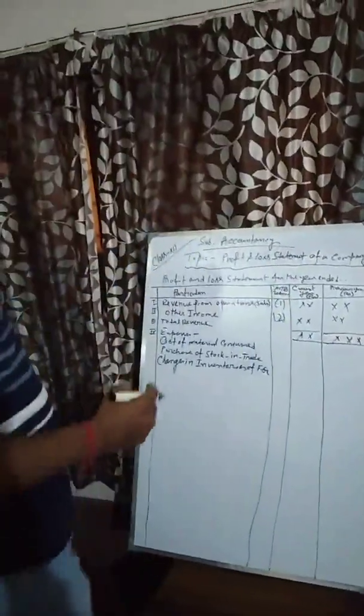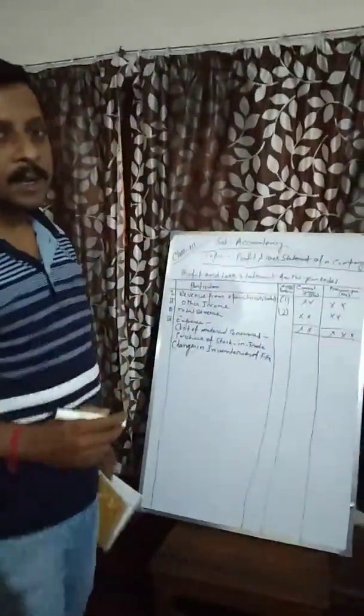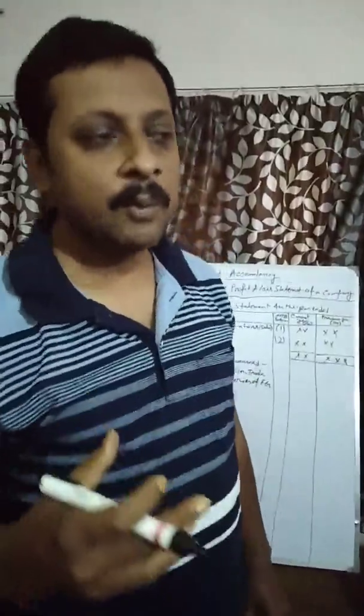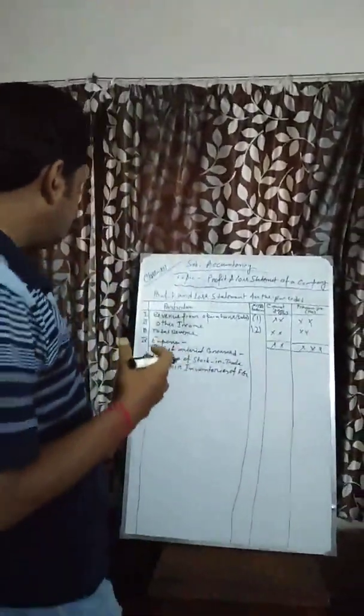Then, as you know, there are expenses. This is the income part. So what are the expenses we have to make? First is cost of material consumed. In the case of a manufacturing company, cost of material consumed means the raw material consumed, the amount of raw material consumed by them.